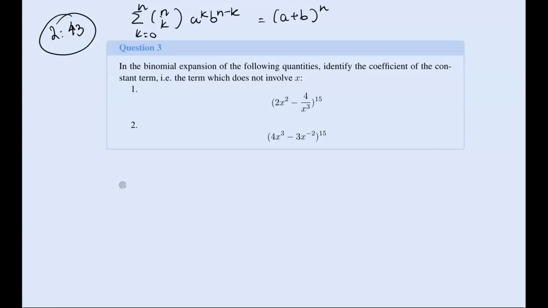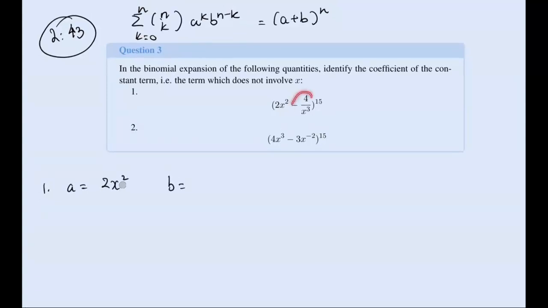Okay, let's look at the first one. If you use the formula here, then you have A is 2x squared, and your B is the whole thing here. Do not exclude the minus sign, because in the original formula you have plus. So in here you have plus negative something. So your B will be negative 4 over x cubed.